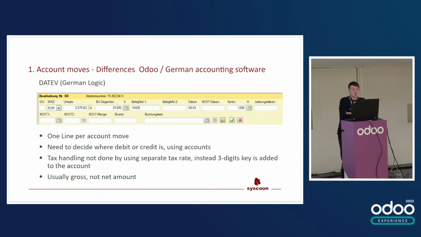In most of the German accounting software, mostly common DATEV with the German logic, you don't know these things. So we only have one line per account move, and we need to decide with debit and credit using the accounts. Also, taxes is not handled directly as in Odoo by choosing a tax rate. Instead, you need to use a 1 to 3 digits tax key added to the account where you want to have the taxes. And the other big difference is that you usually use gross and not net amount.